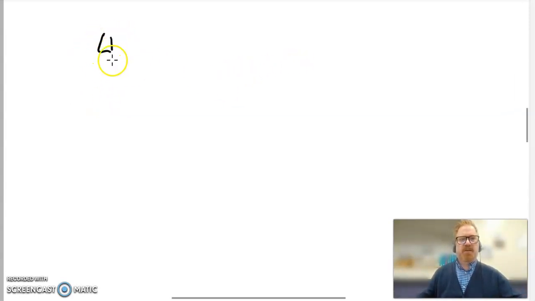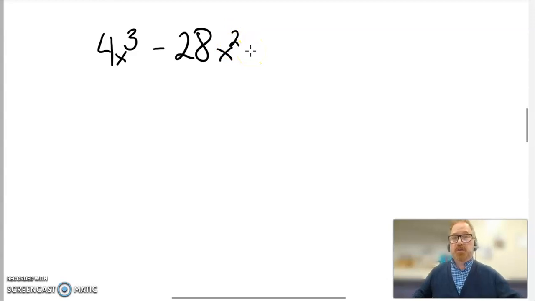So let's say we have 4x to the third minus 28x squared. And we want to factor this. And we want to turn this into a multiplication of a monomial and a binomial. Okay, well, what's the greatest common factor between 4 and 28? Well, 28 is divisible by 4. So, in fact, in this example, 4 is our greatest common factor.